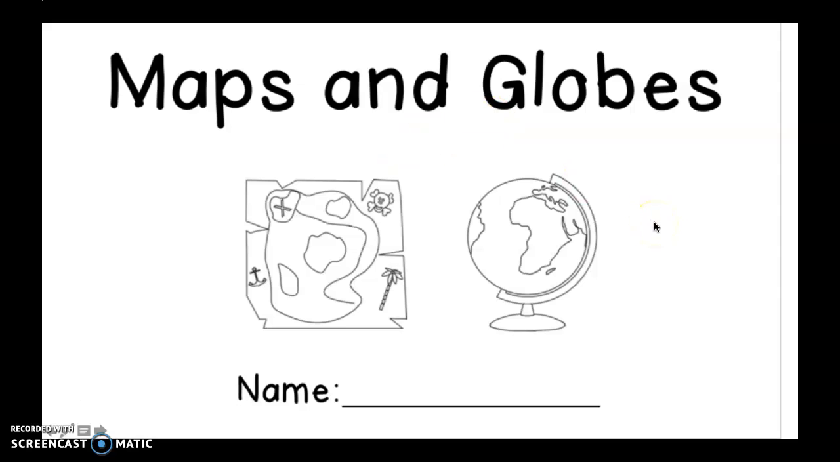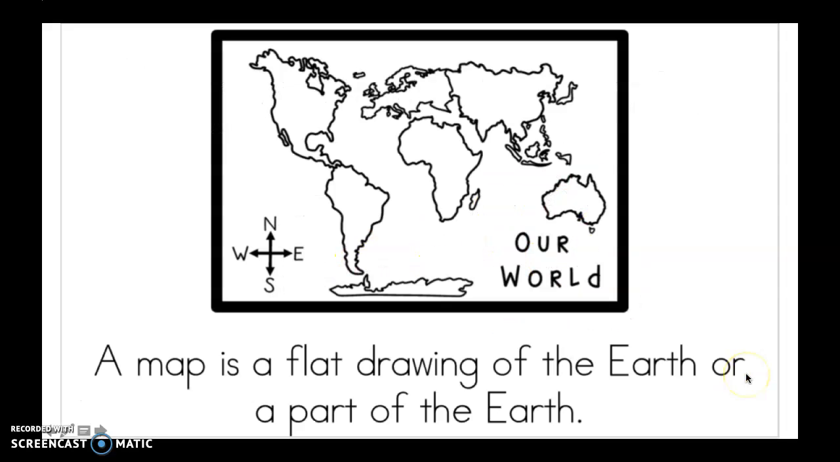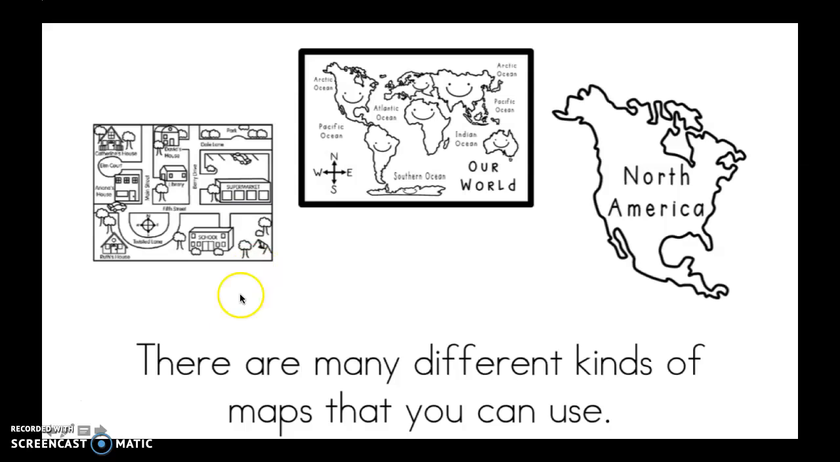Can you point to the map? Yep, right here. Can you point to the globe? You got it. So it says, you can read this with me if you want to point and read too. A map is a flat drawing of the earth or a part of the earth. Can you find the compass rose on this map? Right here. Go ahead and turn your page with me.